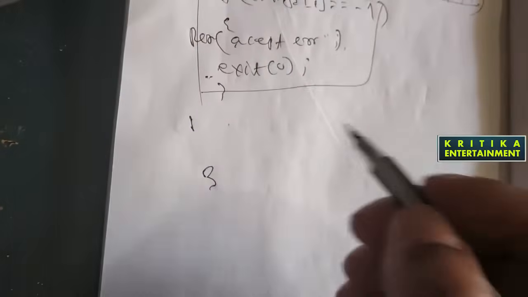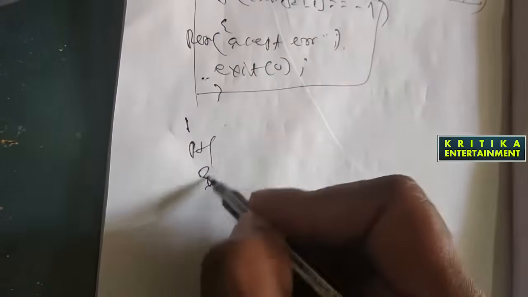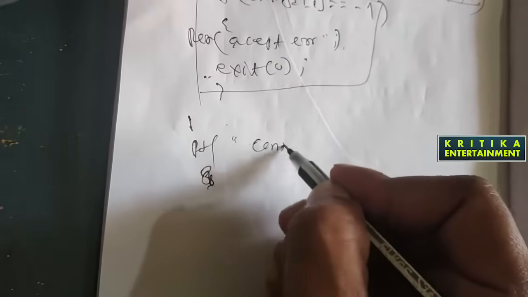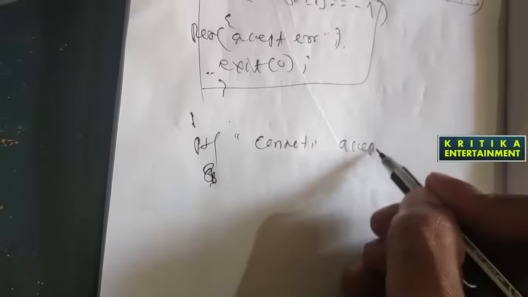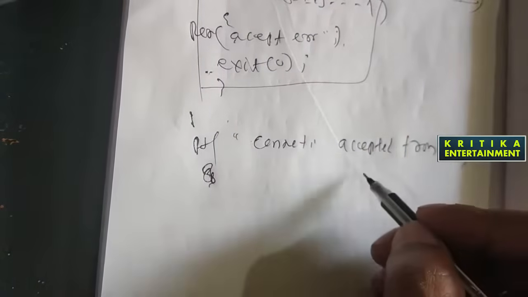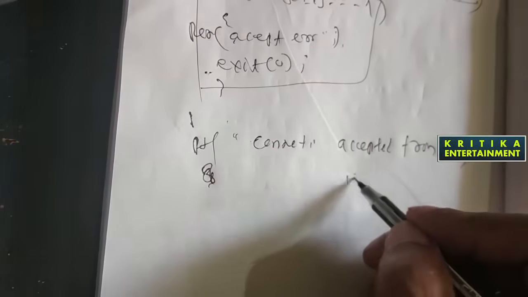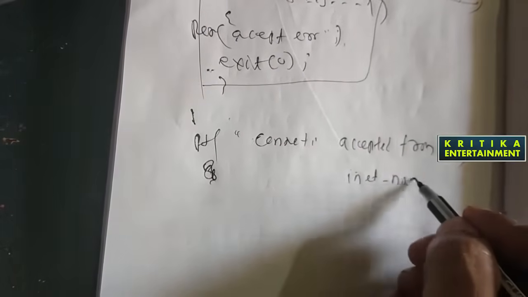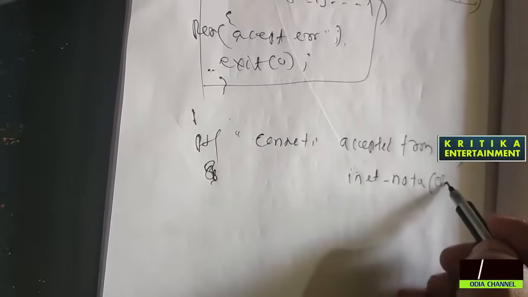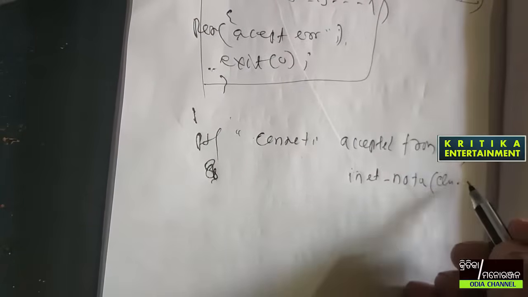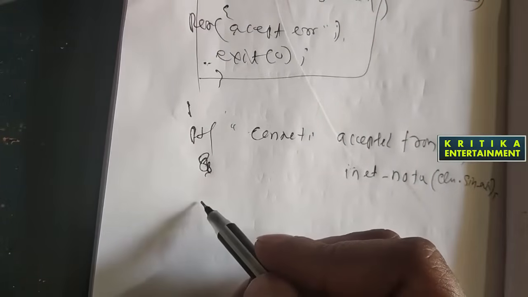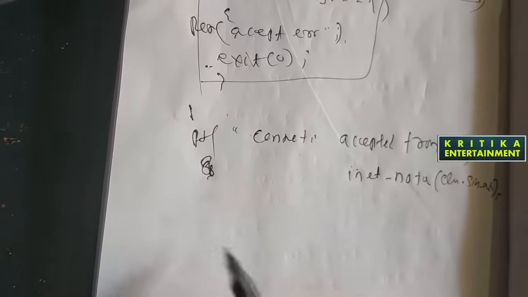printf connection accepted from %s. That means you write inet_ntoa, network to ASCII. What to write here? Now I will write client dot sin_addr. That means it will be set.